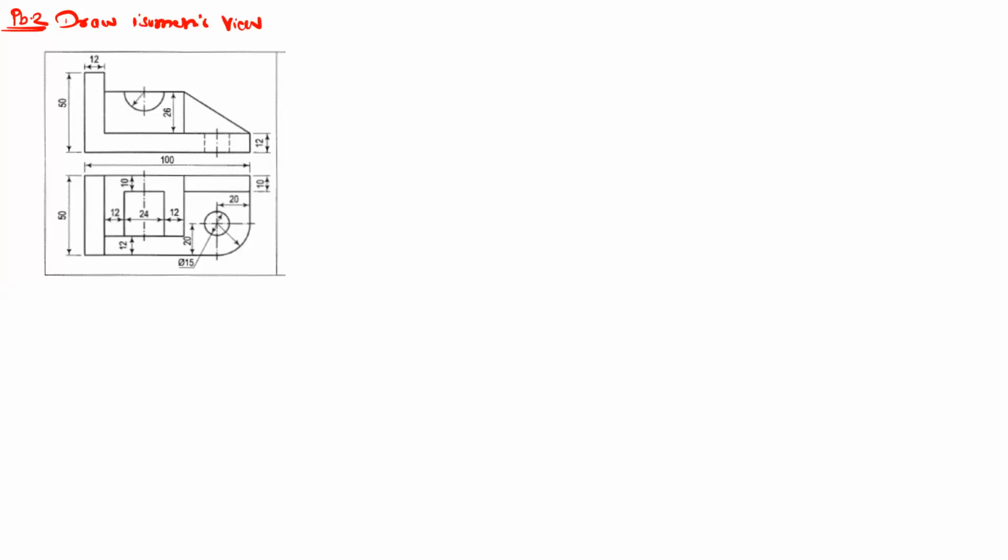So, this is the second problem where two views are given. One view is the front view and the second is the top view. From these two views, we'll draw the pictorial representation that is called an isometric view.